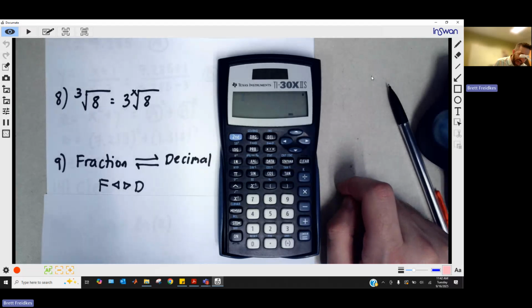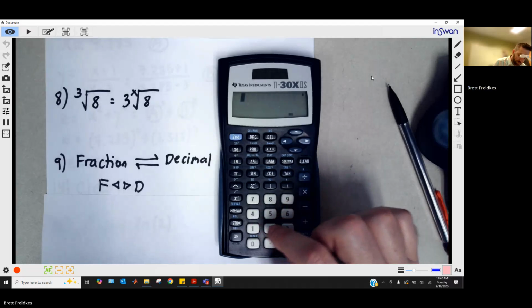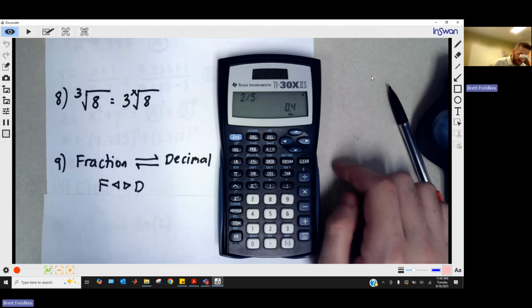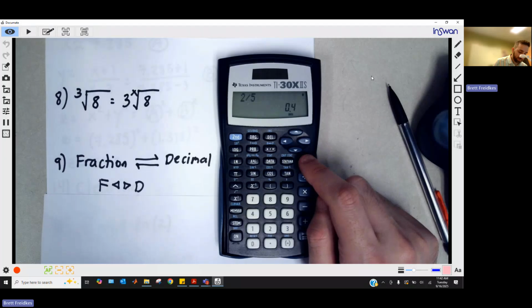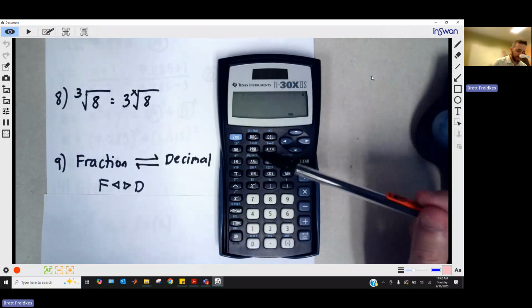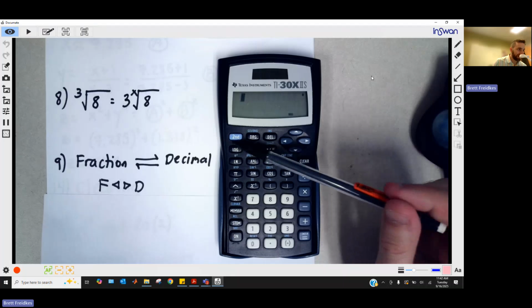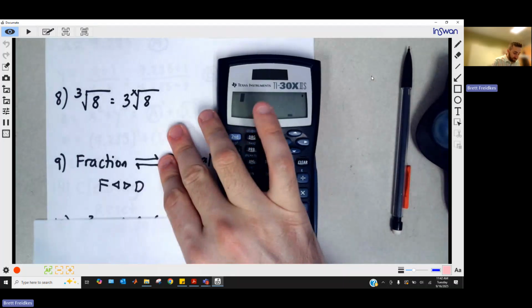Similarly, if I had a fraction to begin with, 2/5, a lot of times if you just click enter, it'll show you that as a decimal. But if you ever wanted to switch back and forth between them, you can go ahead and use that F to D that's above the PRB symbol on the calculator.